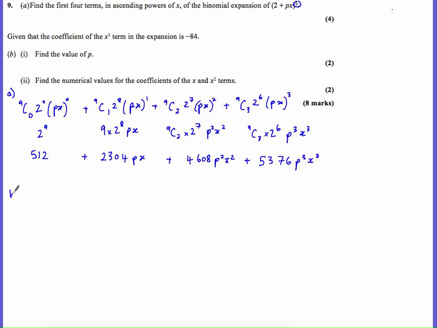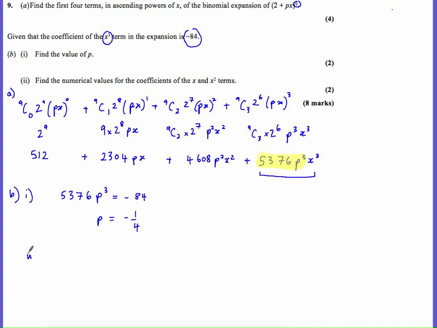Doesn't take very long. Part B, part I. The coefficient of the x cubed term is equal to minus 84. So the x cubed term is this thing. The coefficient is just this bit, everything without the x in there. So 5376 p cubed is equal to minus 84. Divide by 5376 and cube root it, and you get p is equal to minus a quarter.